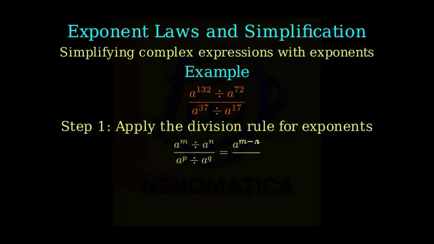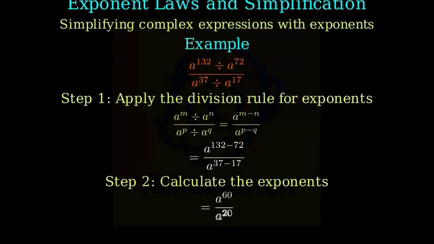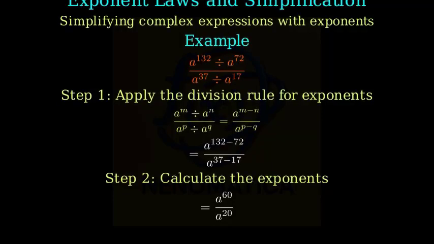First, we'll apply the division rule for exponents, which states that when we divide powers with the same base, we subtract the exponents. So, a to the power of 132 divided by a to the power of 72 becomes a to the power of 132 minus 72. Next, let's calculate the differences in the exponents. 132 minus 72 equals 60, and 37 minus 17 equals 20.